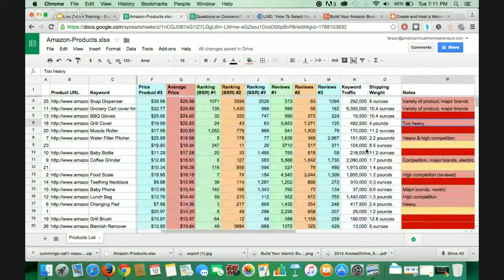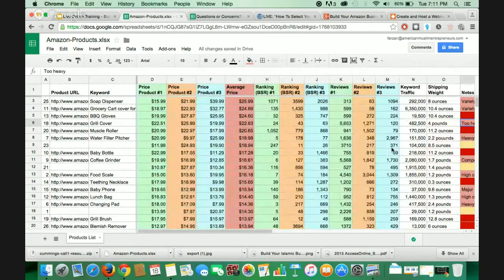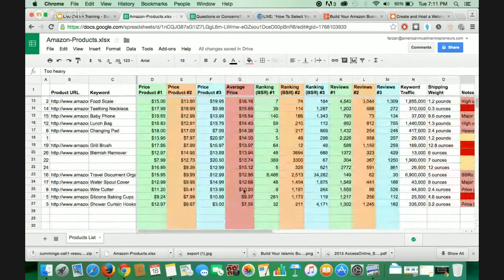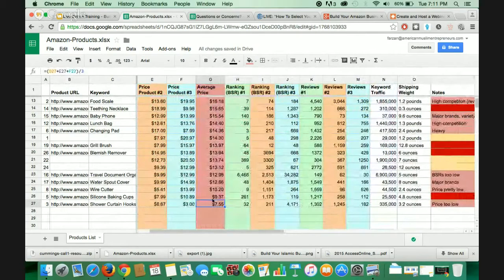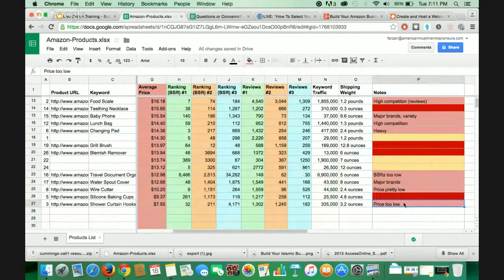Similarly, you can do that with any one of these columns. If the average price, for example, is too low, right? We look at the last one, the shower curtain hooks. The average price is $7.55. So I know that that is not going to work because it doesn't even fall into my criteria. And so I put right here in the notes, price too low.